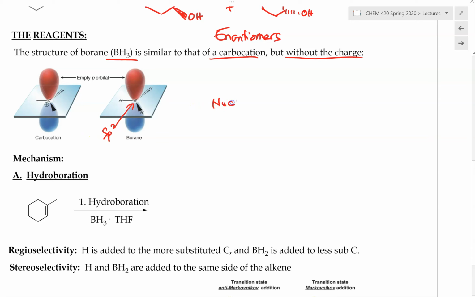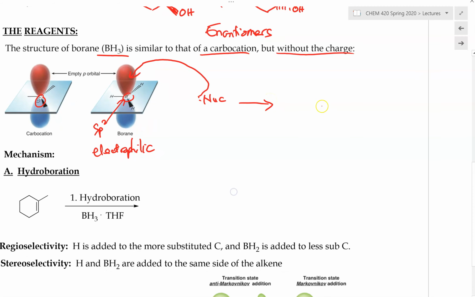So if we have a reagent that is nucleophilic, it would be able to donate electrons into this p orbital right here on the borane. So this borane right here is electrophilic, very much similar to a carbocation carbon, except it may not be as reactive, because this is neutral versus the carbocation that has a positive charge. Now, once a nucleophile comes in to react with this borane, this is what it would become.